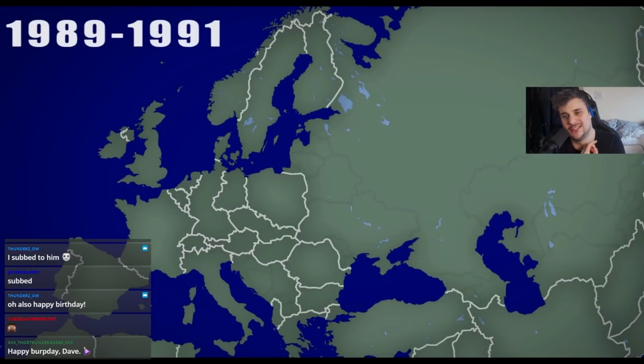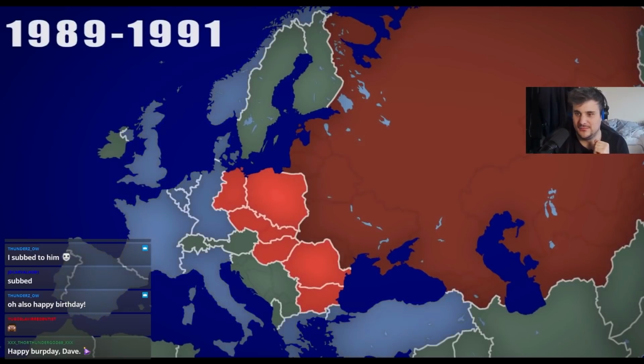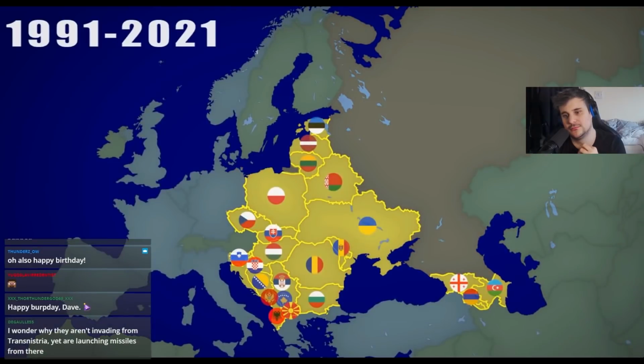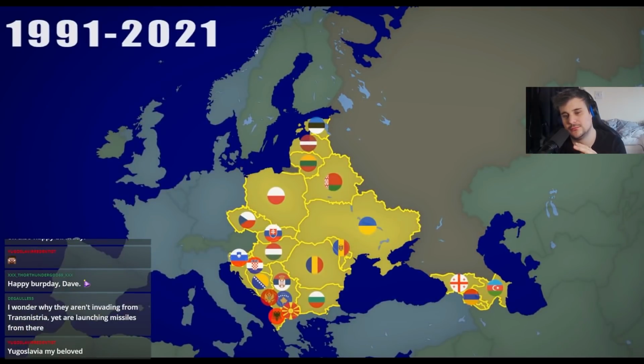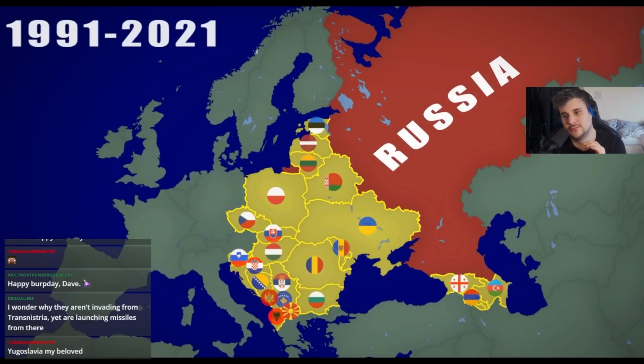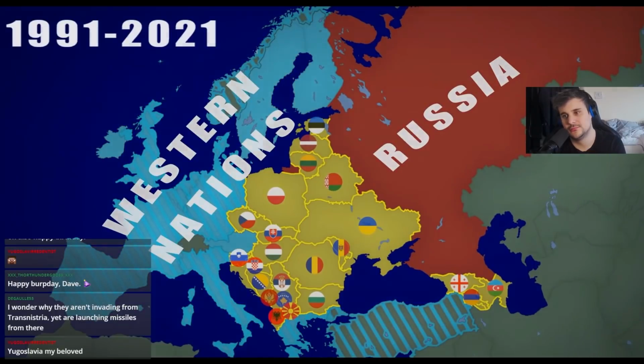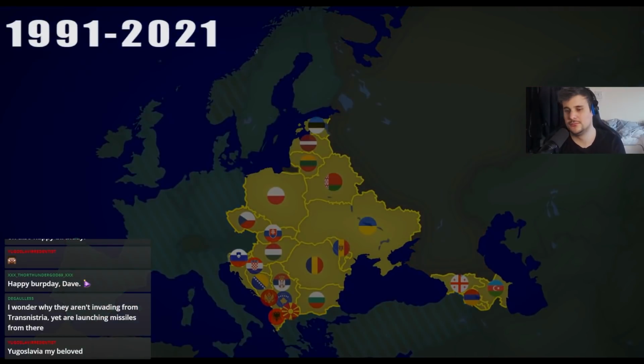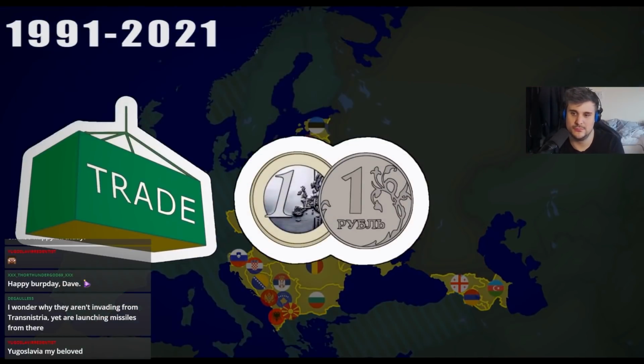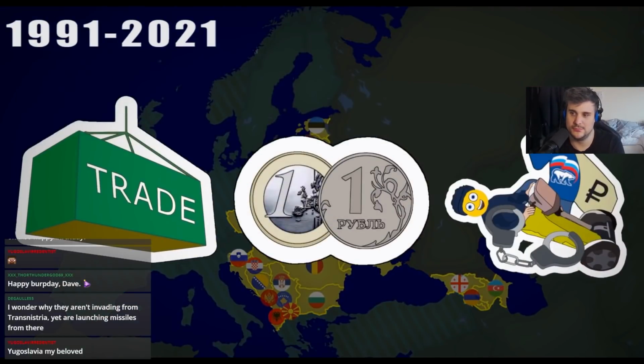At that time, Europe was divided between two factions, the Soviet bloc and the West European Alliance. But the Soviet bloc collapsed, and more than 20 nations in Eastern Europe were free to choose their alliances. They could choose between Russia and the Western nations. The alignments would be determined by three things: trade, development aid, and social models.